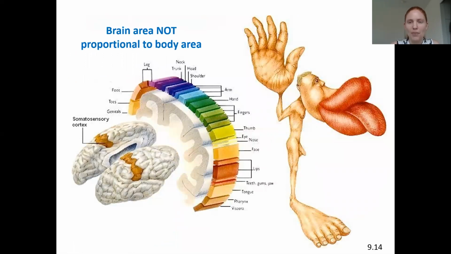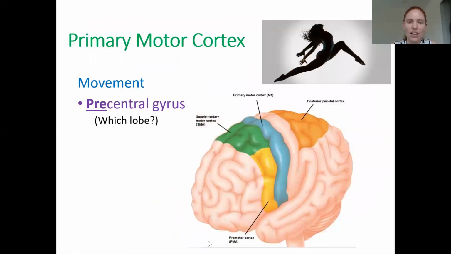I just told you about this. Right here, this would be the primary somatosensory cortex. In front of that, on the other side of the central gyrus, on the precentral gyrus, which is this area in blue right here, you have the primary motor cortex. Now, based upon what you know about the word motor in anatomy, what do you think it does?